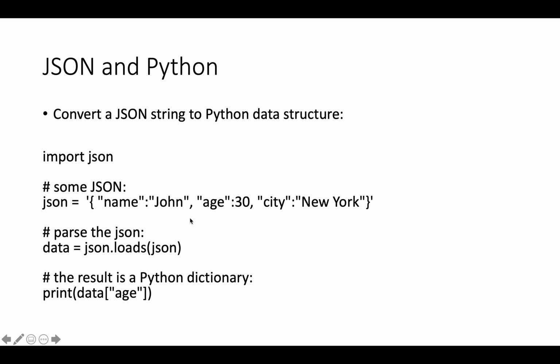So I pass this string of JSON into JSON.loads right here, and then I'm going to set that equal to data. What that does is it converts all of this into a Python data structure that I can deal with. For example, the result is a Python dictionary. I can do data['age'], and that will return this parameter right here. Likewise, I could do data['city'] or data['name'].